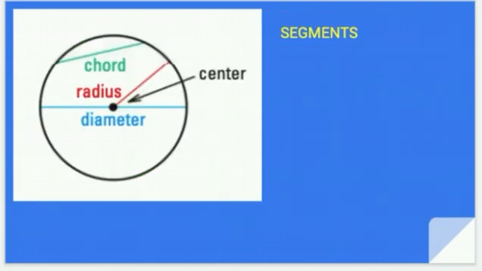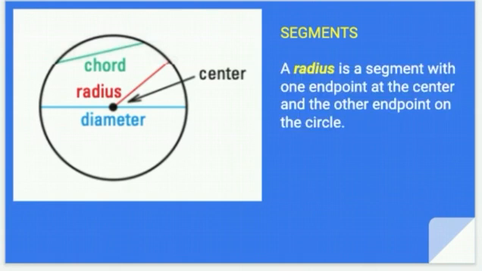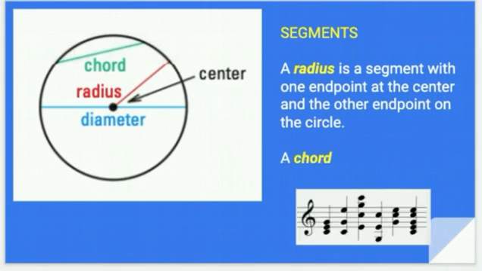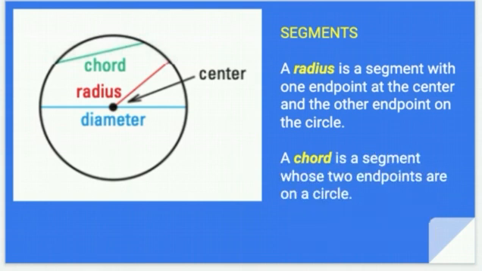So now let's talk about some of the segments that are inside circles. One of the segments is called a radius. You know what that is. A radius is a segment that starts at the center and the other endpoint is on the circle itself. And then we have something called a chord. Yeah, not that kind of chord. Okay, that's a little different one. But a chord in geometry is a segment where both endpoints are on the circle itself. So two endpoints and they're both on the circle.